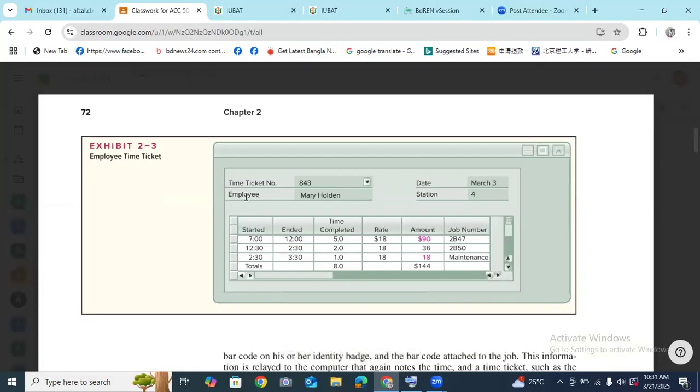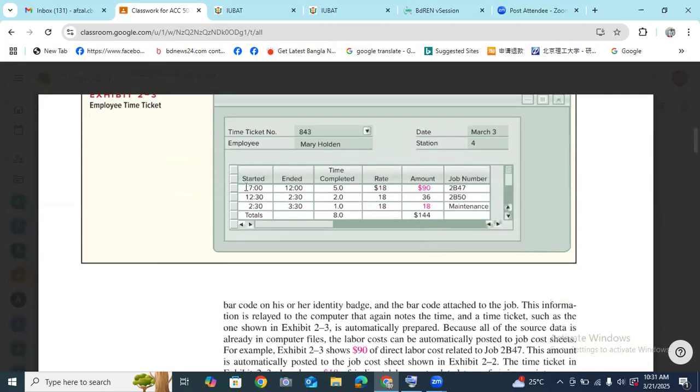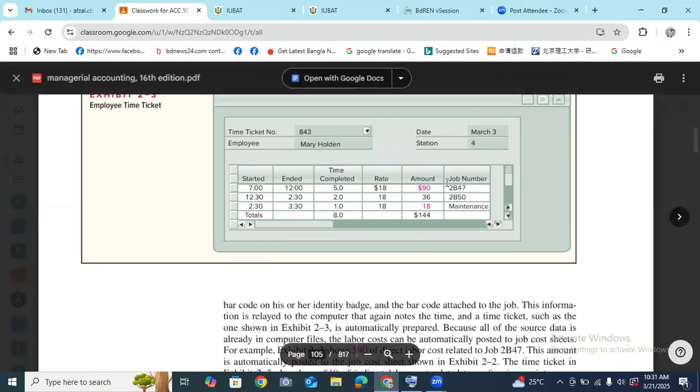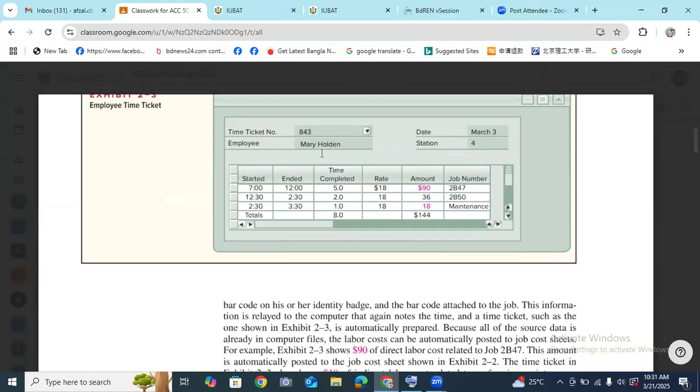So for example, employee Mary Holder holds the ticket, and they started at 7 and ended at 12, completed 5 hours, and the rate is 18, amount 90. This is job 2B47. And then for job 240, she started at 12:30 and ended at 2:30, completed 2 hours, rate is $18.36. This is for job 2B47, and for a particular job, how many hours they were engaged, and then multiply by the rate.